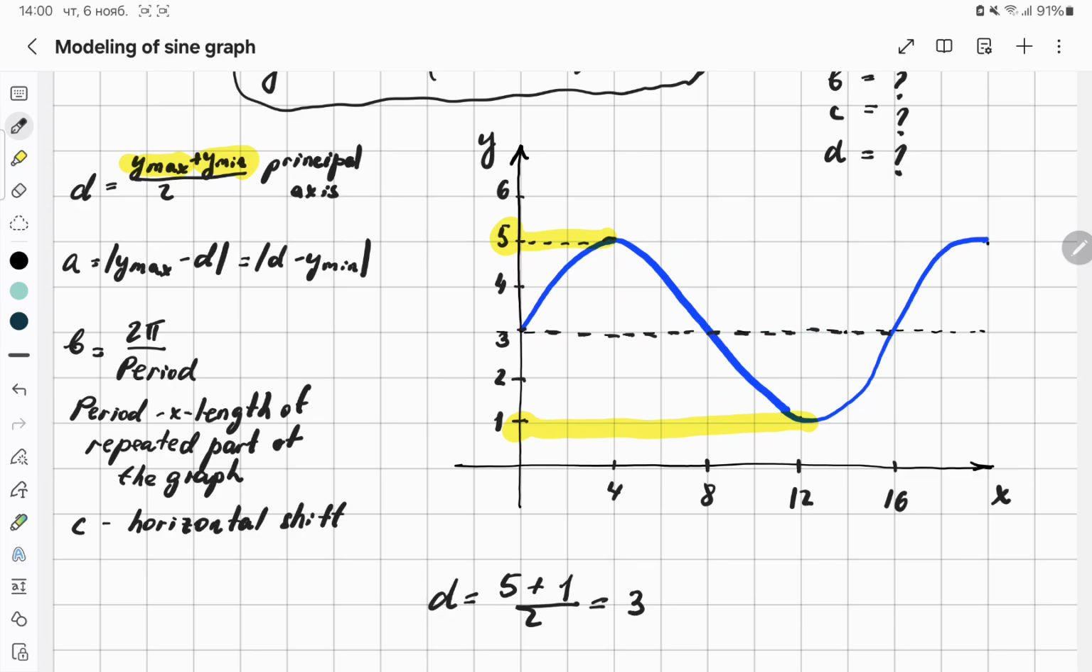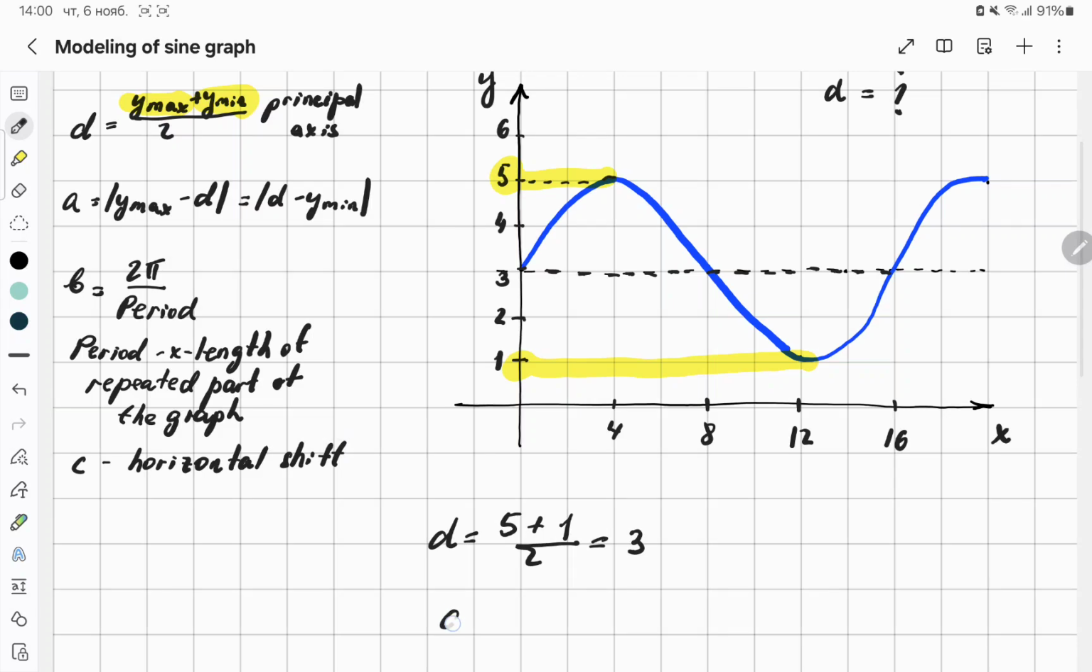Okay, and now next, a, amplitude. How to find amplitude? The maximum is 5 and the principal axis is 3. So now we use the principal axis, right? So the a value, the amplitude, is 2. It means that the distance from the principal axis to the maximum is 2, or the distance from the principal axis to the minimum is also 2, all the time, right?